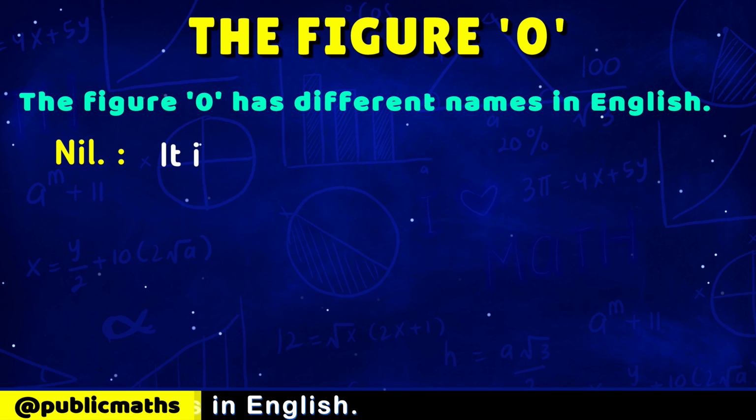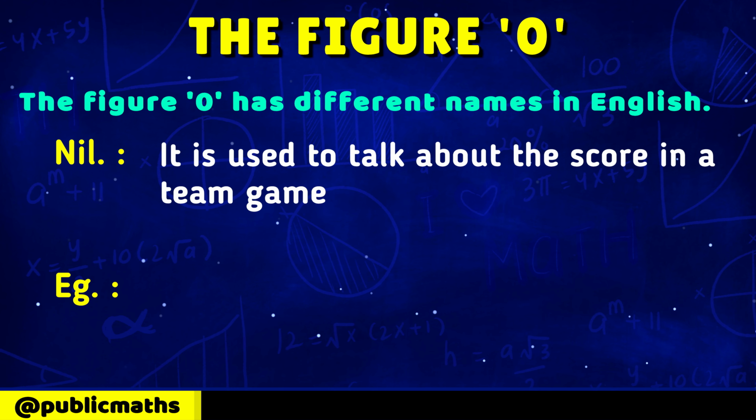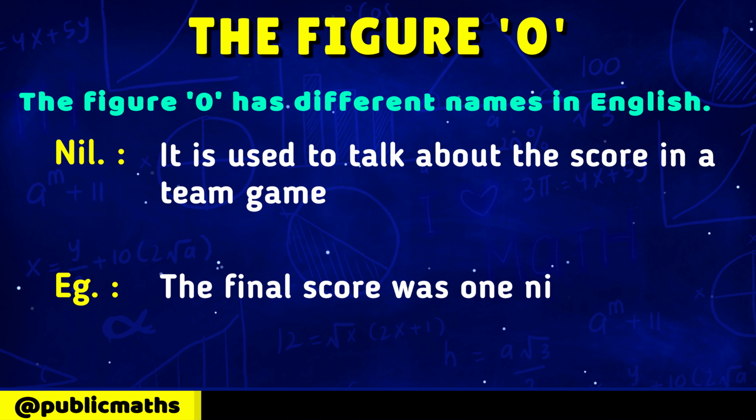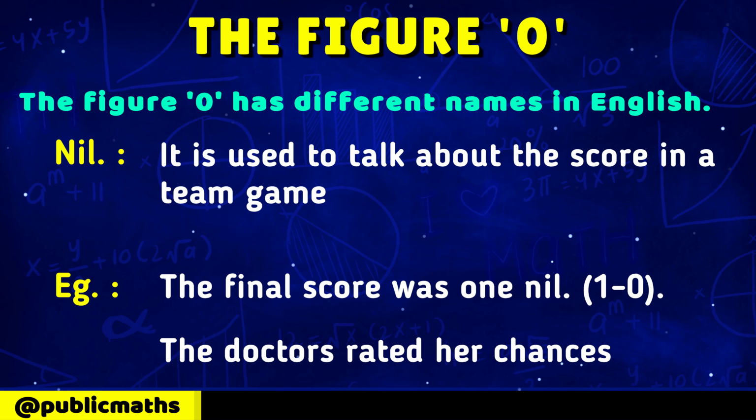Nil. It is used to talk about the score in a team game. The final score was 1-0. The doctors rated her chances as nil.